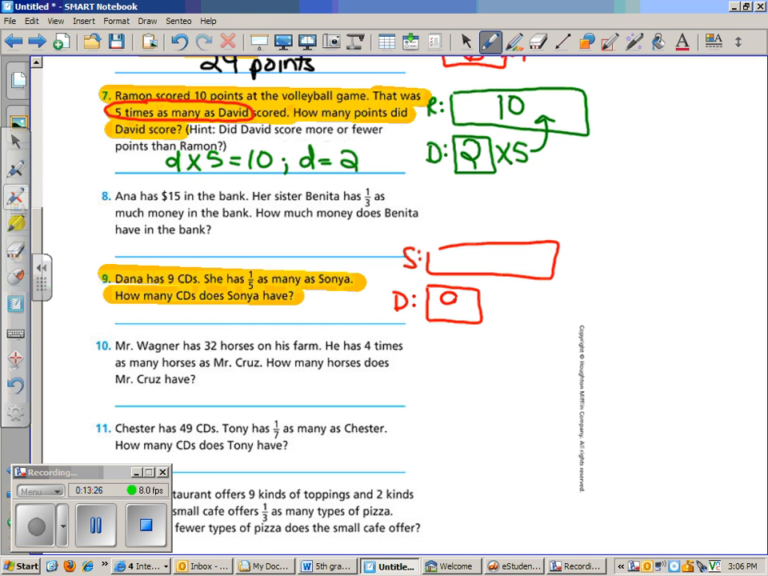So if Dana has 9, 1/5 of 9 is what Sonia has. So if you took 9 and put this into 5 groups, you would have what Sonia has, because this is 1 out of the 5 of Sonia's group. So you're going to take and add up those 9 5 times, or multiply it, and you should end up with 45 CDs. Okay, so 1/5 of that, or 1/9 of that, excuse me.